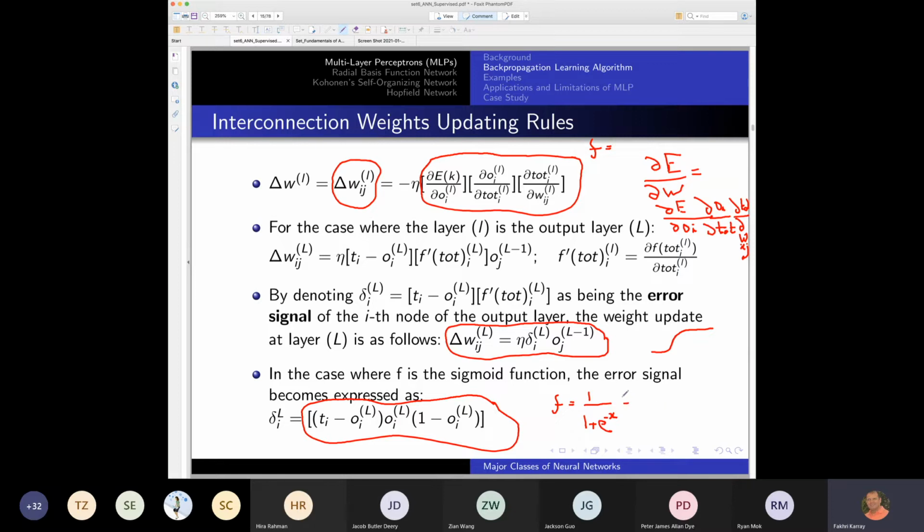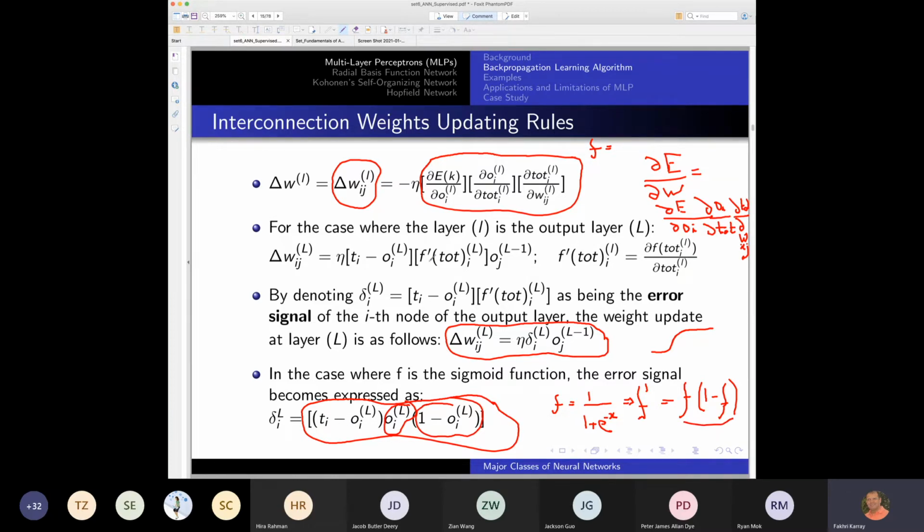This function happens to have a derivative, f derivative, which is equal to f times 1 minus f. That's one of the characteristics of the sigmoid function. So we have here the f prime. This is generic. This is general. When the function is of the sigmoid behavior, then this is the function itself, that's the output, and this is 1 minus the function itself.